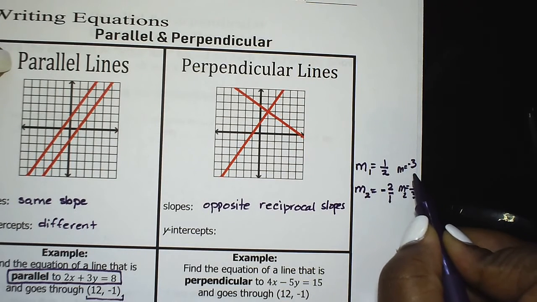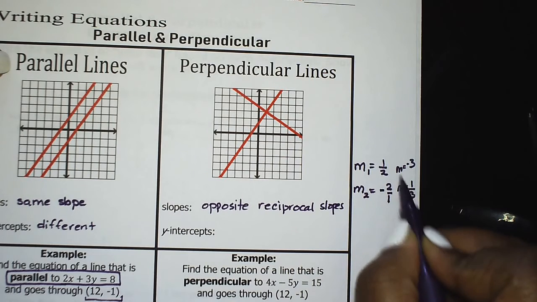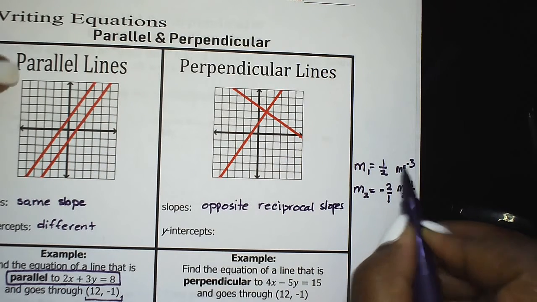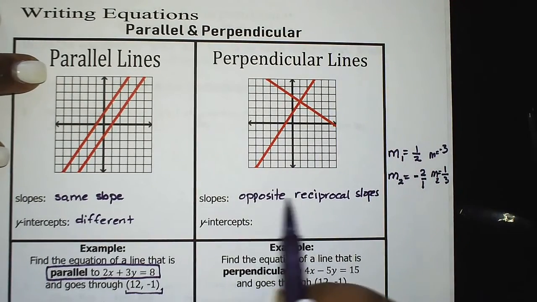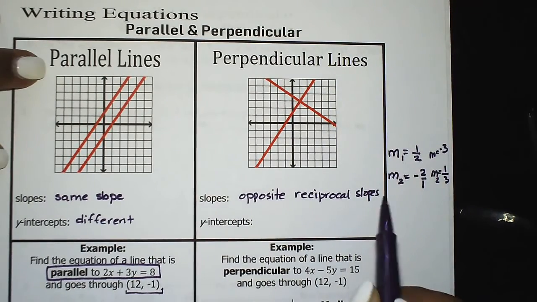So we take this number and we put a 1 over it. So it'd be positive and that one would be negative. This one's positive, this one's negative. So whatever the slope is, you take the opposite reciprocal slope.